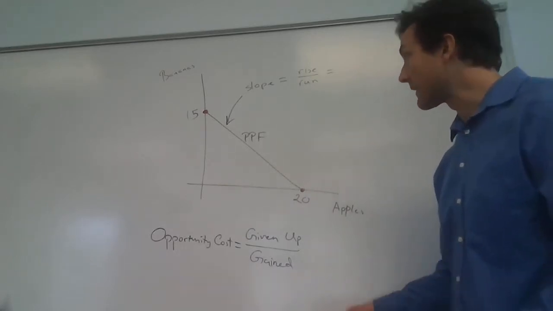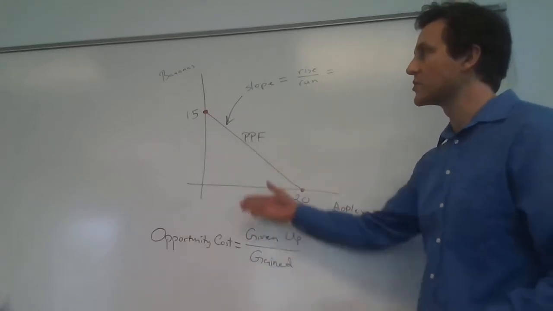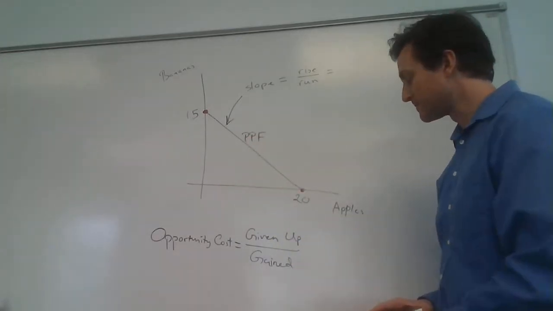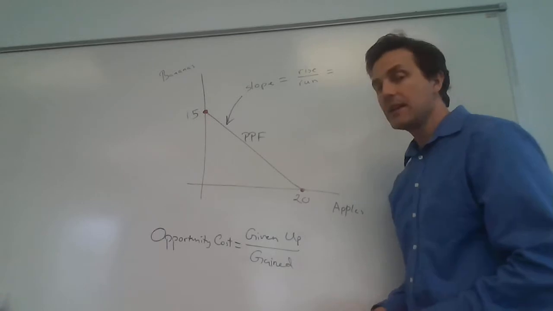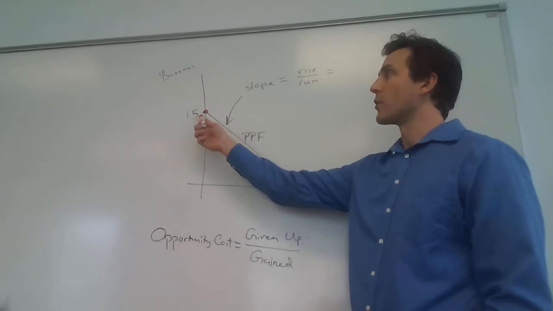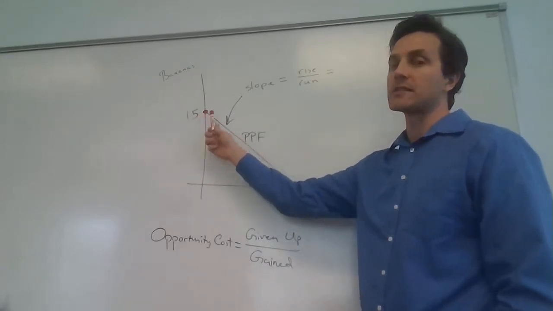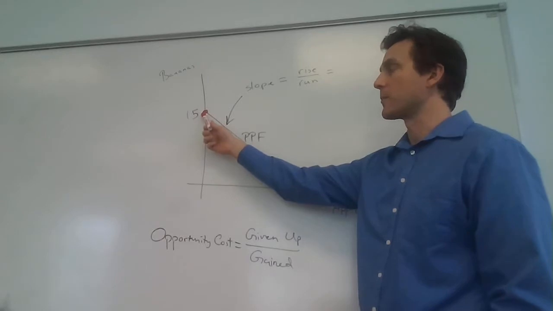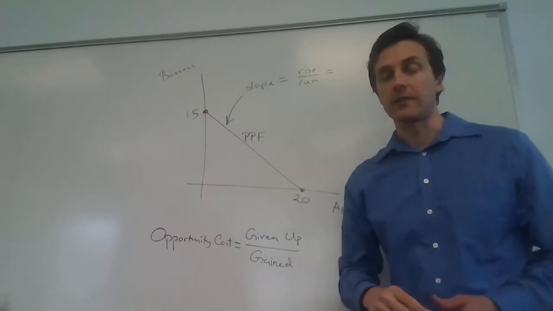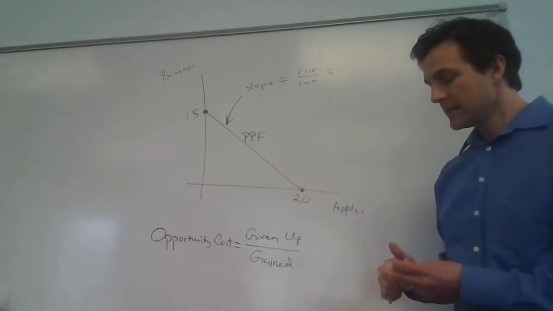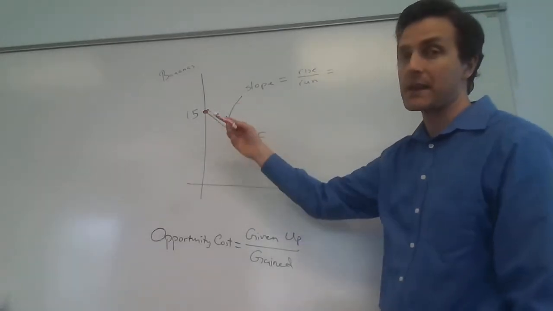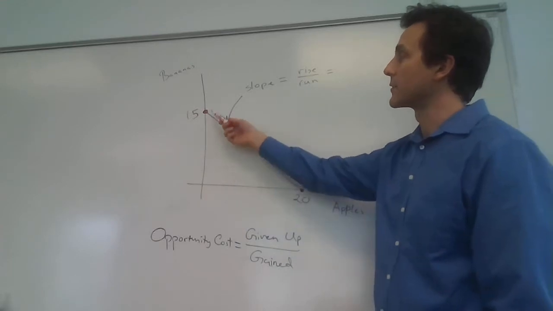Slope is defined as rise over run: how much you move vertically in order to move horizontally along the production possibility frontier. The easiest way to calculate that is to look at the rise over the run going from one intercept to another. So let's say we're going from the point where we have 15 bananas and 0 apples to the point where we have 20 apples and 0 bananas. The rise is how much you move vertically, which means how many bananas you're giving up.